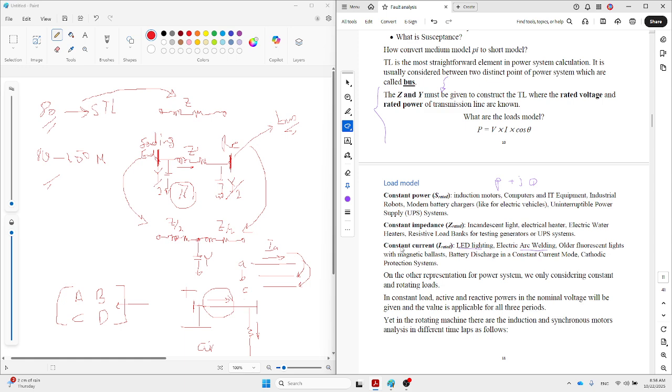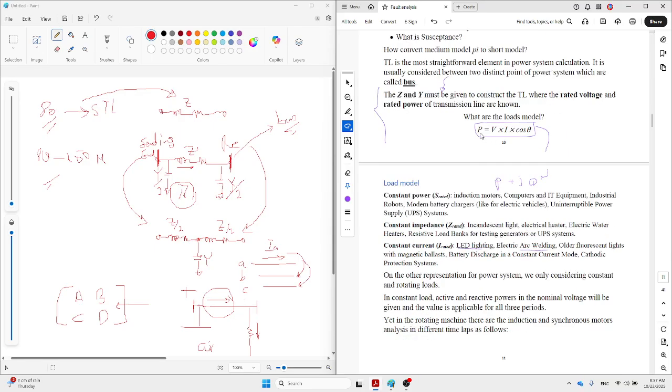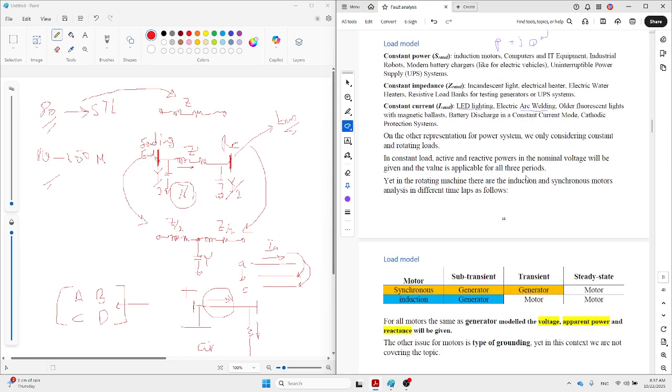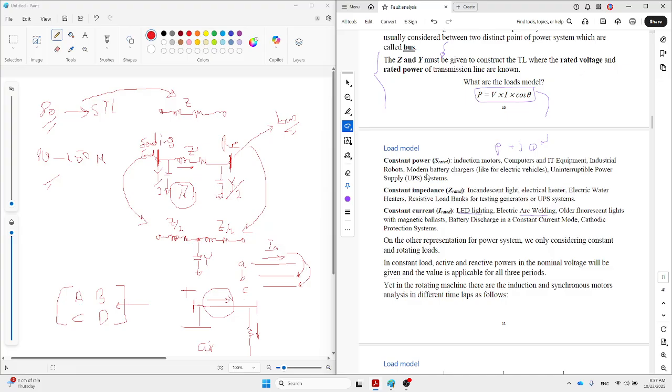And constant current, which is the same as the LED or the arc welding. Then don't forget, for the constant power loads, P equals VI cos theta. This is the formula for this one. Since we know the voltage and P, we can calculate the current, or the other way around. The motors and generators also come this way. They are constant power.